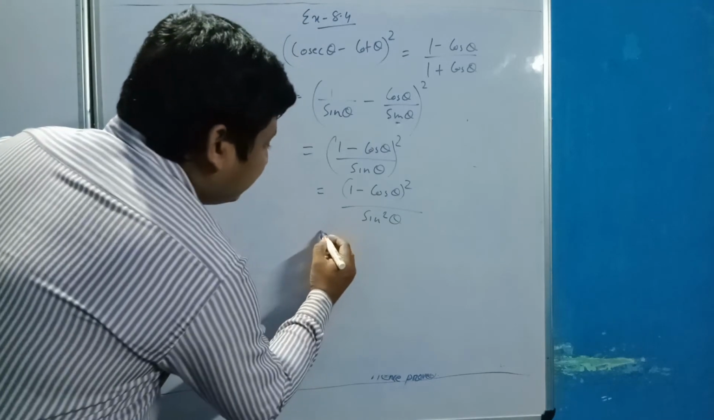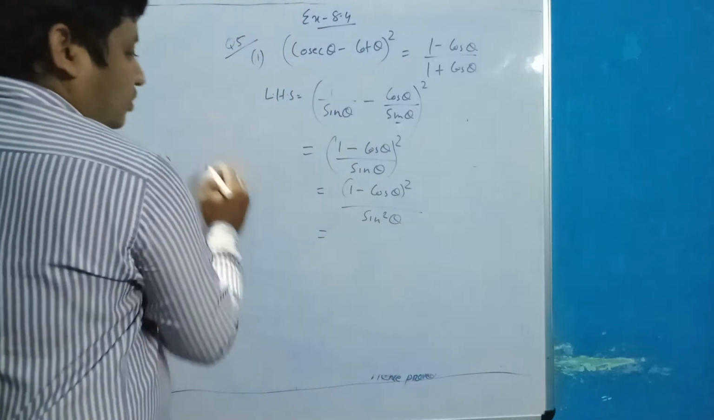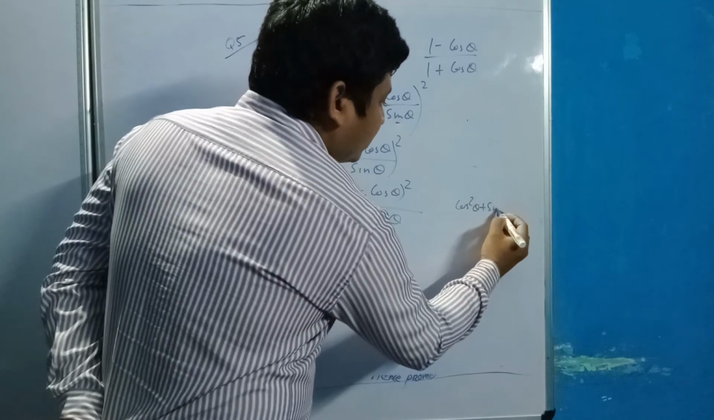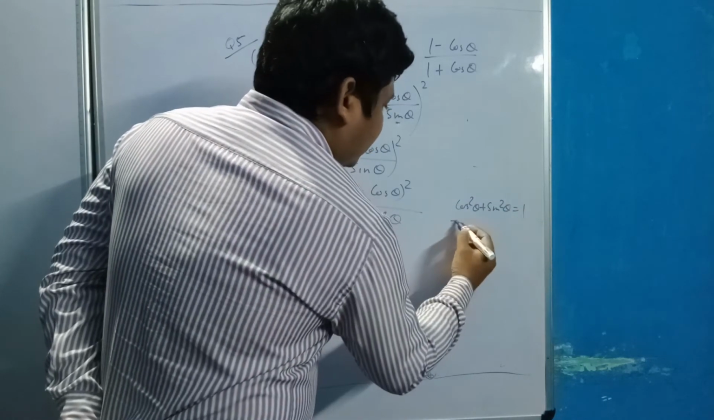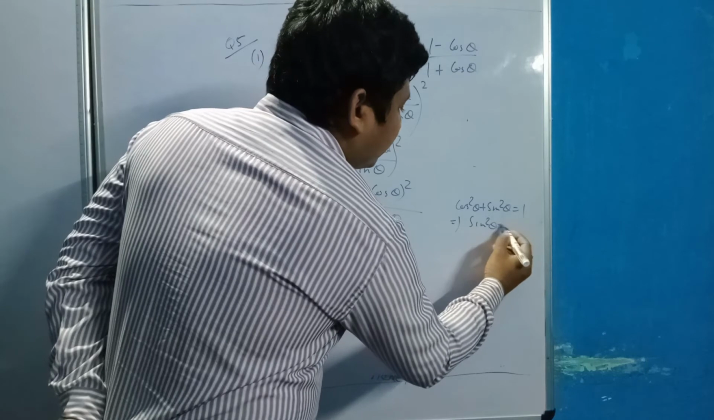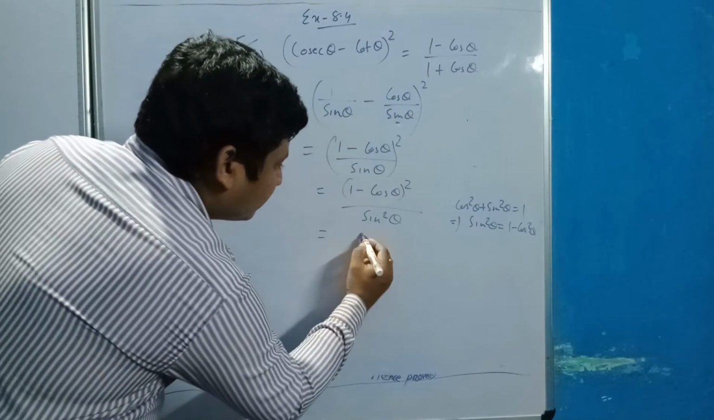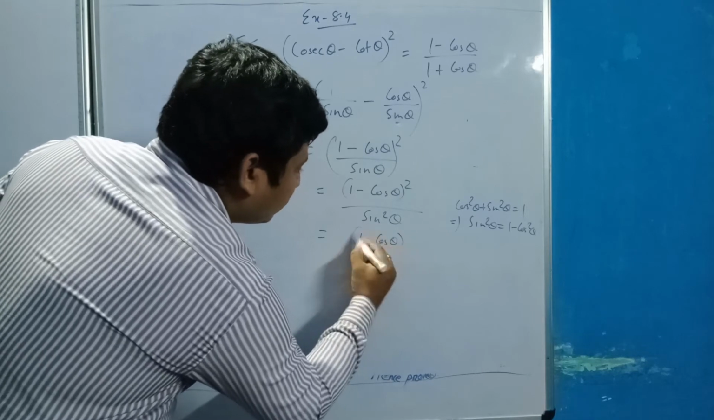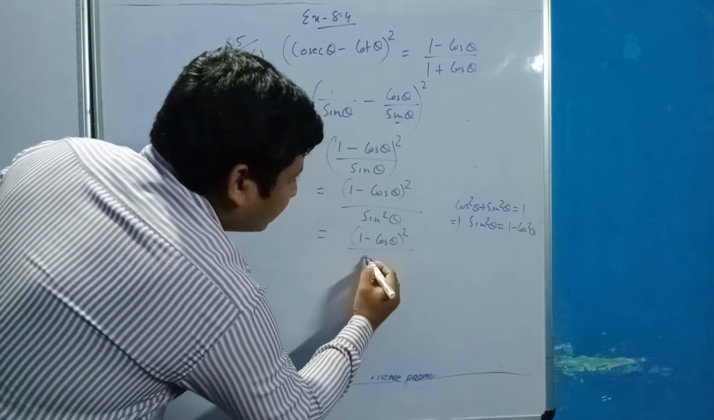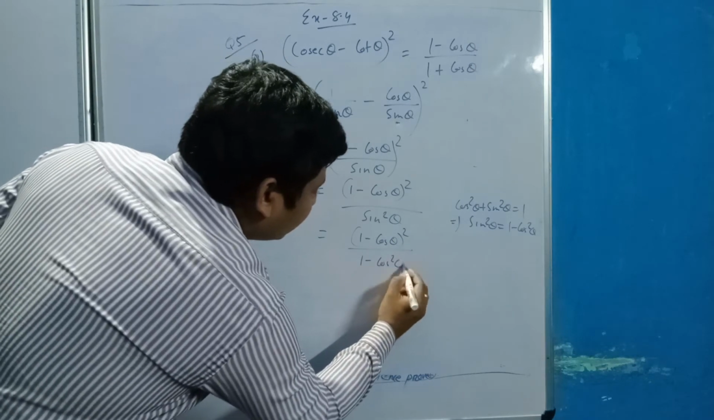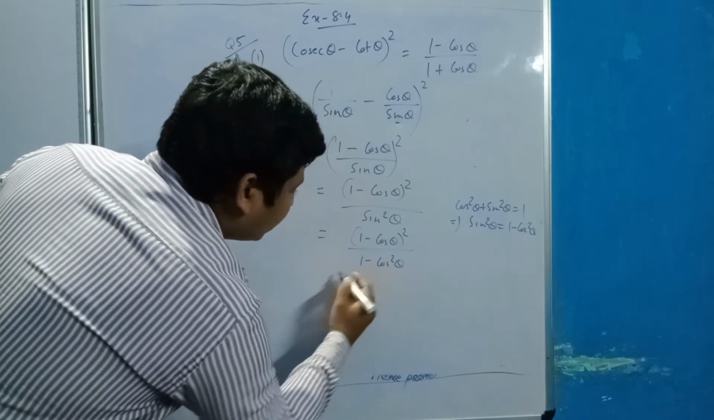Now from identities we know cos square theta plus sin square theta equals 1. So sin square theta can be written as 1 minus cos square theta. Let us put it here: (1 minus cos theta) whole square by, in place of sin square theta, we put 1 minus cos square theta.